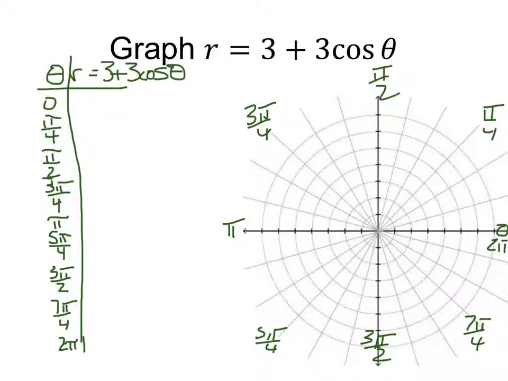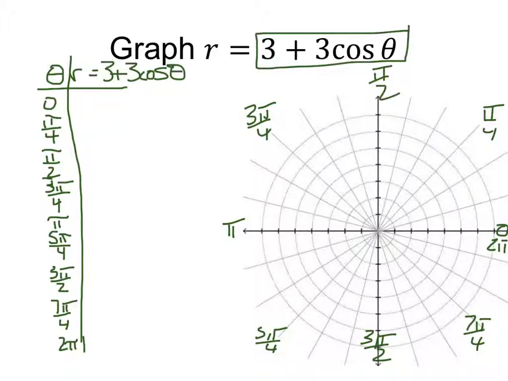Notice I have my quadrantal angles, and I have at least one angle that's within each quadrant. And these are the angles with reference angles of pi over 4. And so what I'm going to do is plug these values into my 3 plus 3 cosine theta here.